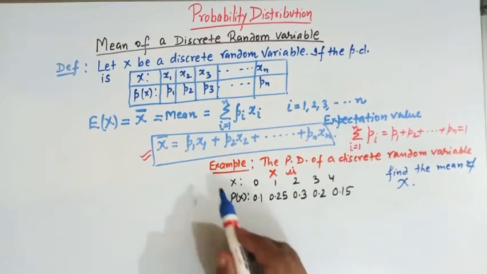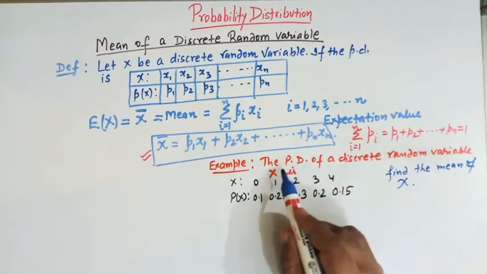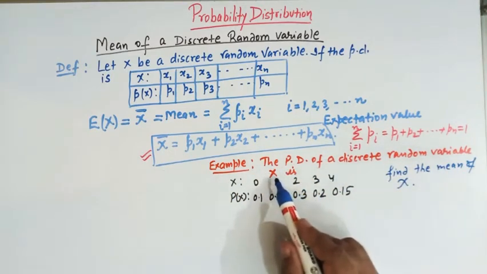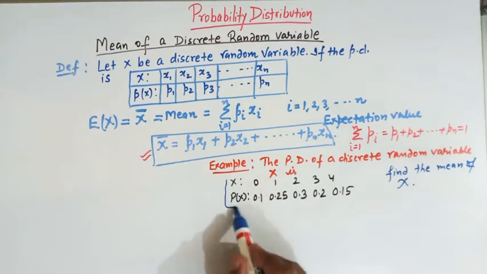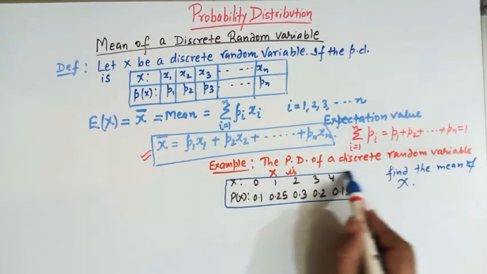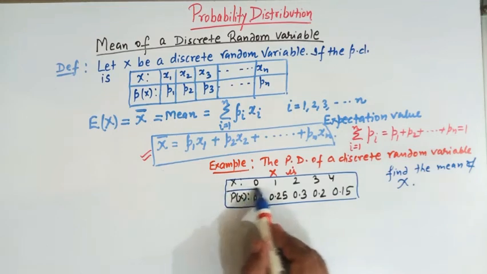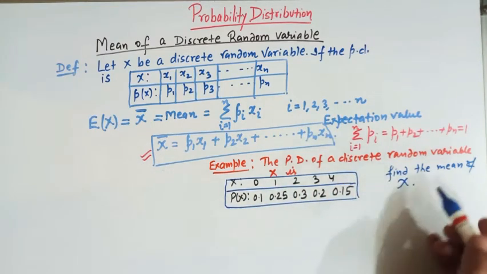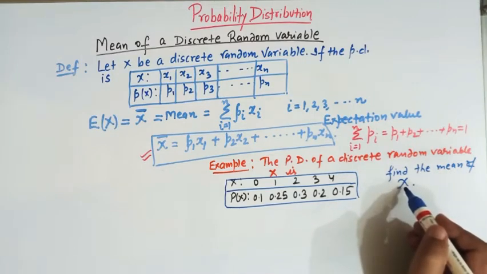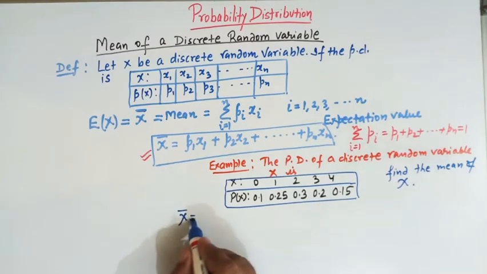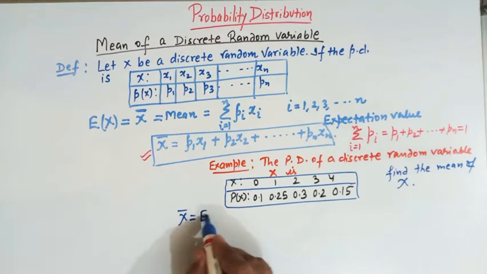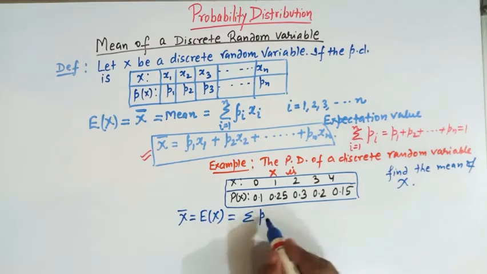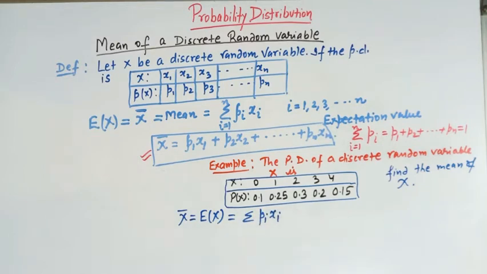Now let us take one more example. So here we have to find the probability distribution of the random variable x, and the probability distribution is given here, and we know that the expectation value or the mean of the random variable x is given by x bar, that is E of x, and this can be written as sigma of pi xi.